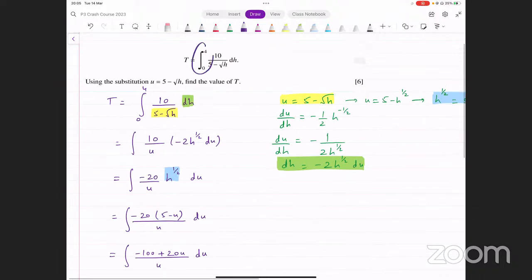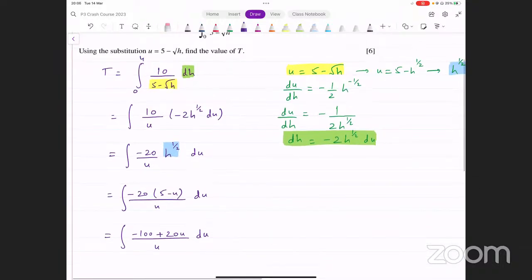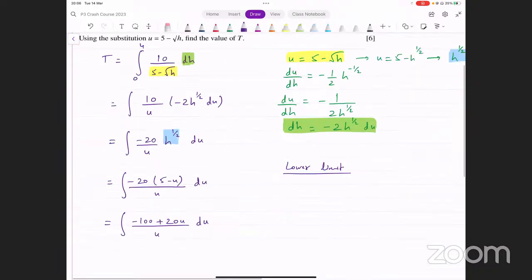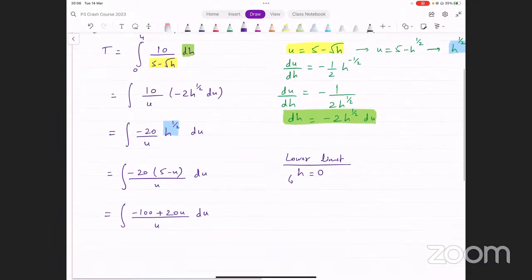Because the limits that we were originally given were supposed to be values of h: h equals 0 to h equals 4. They're the actual values. Now, what about the lower limit? The lower limit for h is 0. What about the corresponding value for u there? u would be equal to 5 minus square root of h. So that's 5 minus square root of 0. u turns out to be 5.